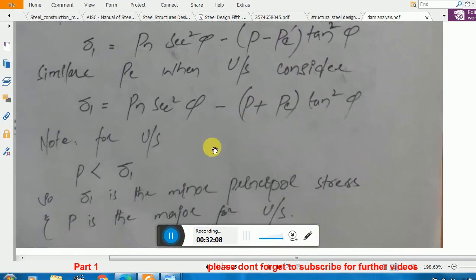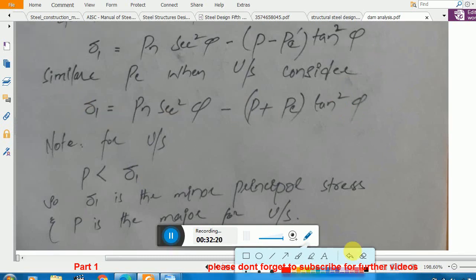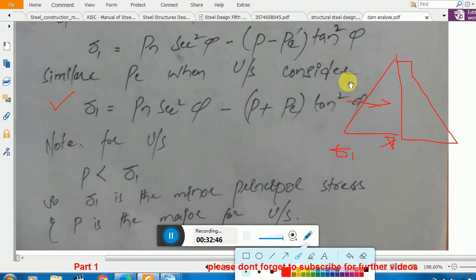Note, for the upstream side, P is greater than sigma 1. This point is very important, and I will show you in problems as well. Principal stress means the major, maximum stresses. But sometimes when we are analyzing a dam structure, at the heel we calculate sigma 1 here, and the sigma 1 value we calculate is lesser than P. P is the hydrostatic pressure. So in that case, the P value is more than sigma 1, and at the heel P will be your principal stress, not sigma 1. I will show you this point in a problem.